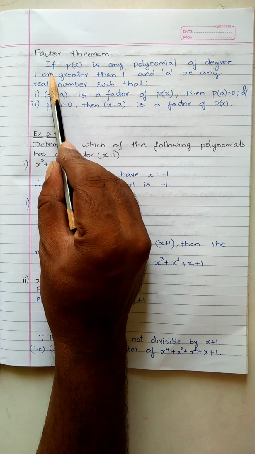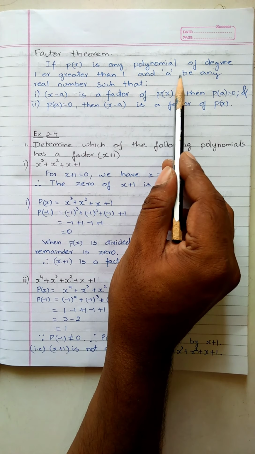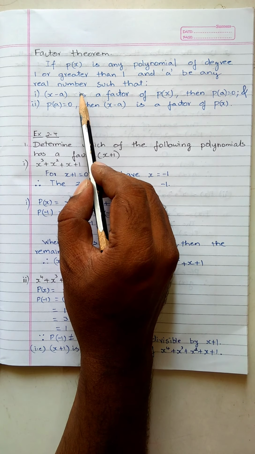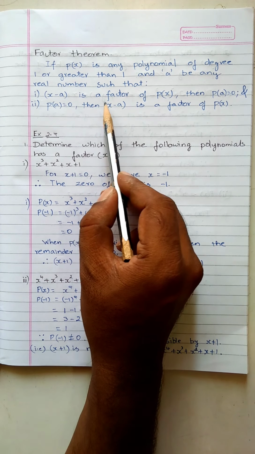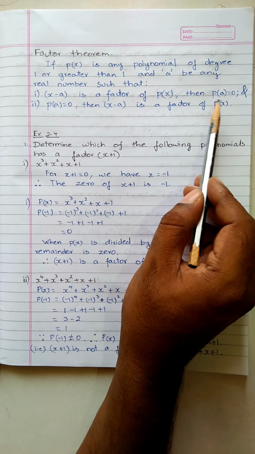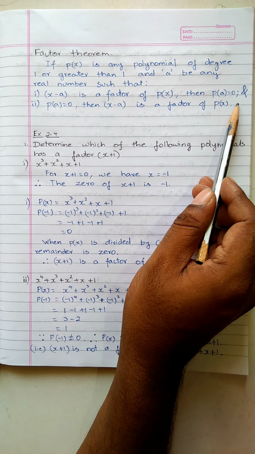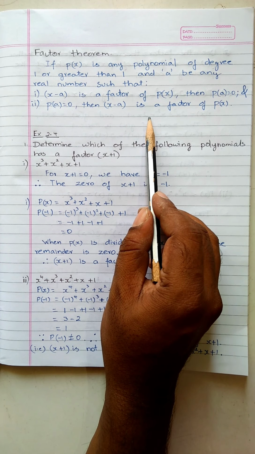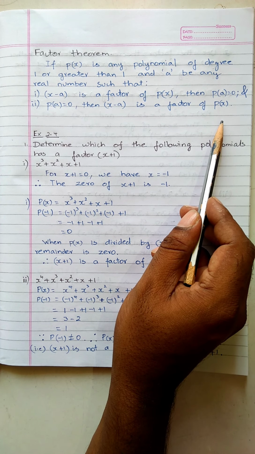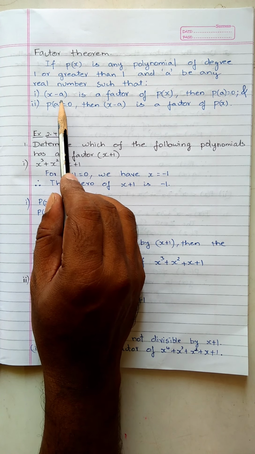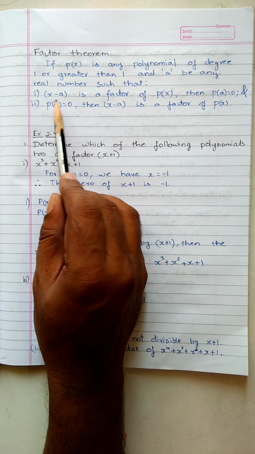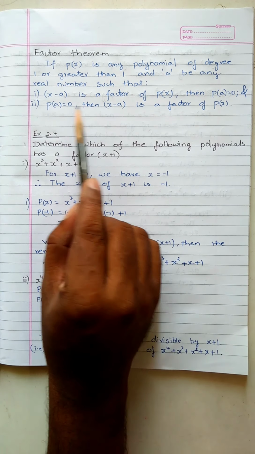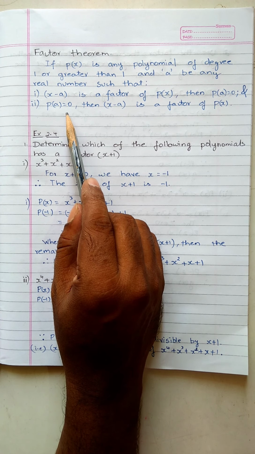So the factor theorem: if p of x is any polynomial of degree 1 or greater than 1 and a is any real number such that x minus a is a factor of p of x, then p of a is equal to 0. And if p of a is equal to 0, then x minus a is a factor of p of x. So if any number is a factor, when we substitute that value in p of x, it will be equal to 0. If this is equal to 0, then it is understood it is a factor. Okay, let's see with some examples.